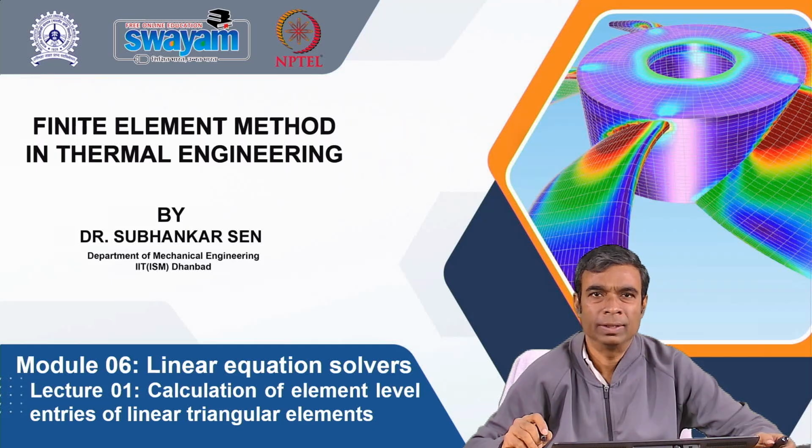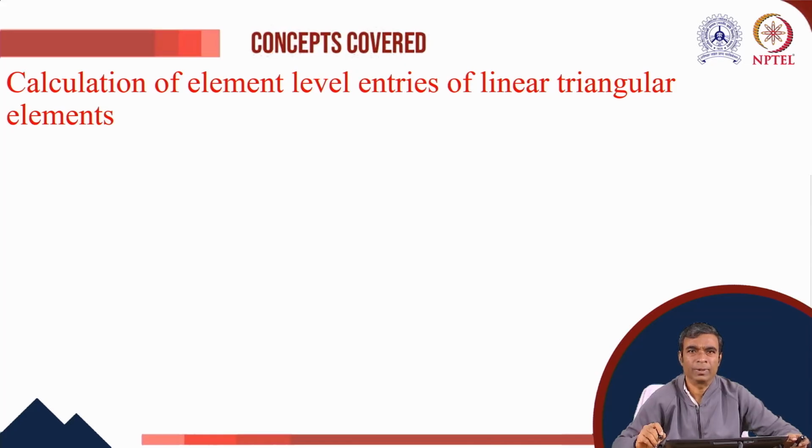The module 6 will cover linear equation solvers. Some pending topics from the previous week on the triangular elements will be considered in the first and second lectures of this module. Subsequently, we shall move to the linear equation solvers in the remaining lectures of this module. In today's lecture, we shall illustrate the calculation of element level matrix and vector entries of a linear triangular element by exact integration in the natural coordinate system. We shall also illustrate the corresponding Gauss quadrature method.